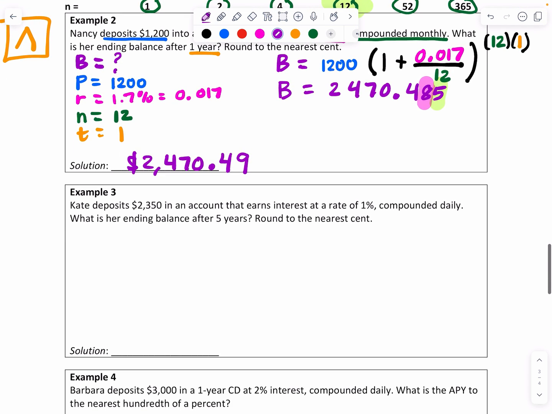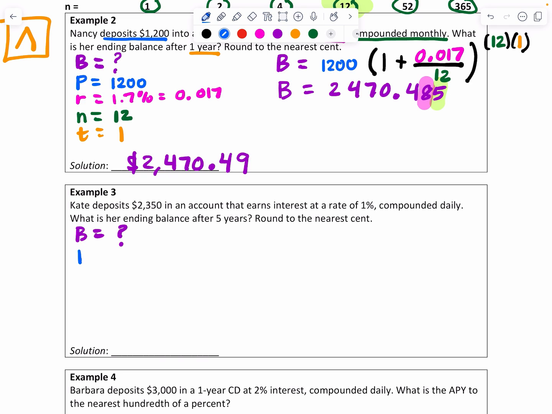Next example says Kate deposits $2,350 in an account that earns interest at a rate of 1% compounded daily. What is her ending balance after 5 years? And we're still going to round to the nearest cent. Okay, so I'm looking for her ending balance. I don't know what it is.